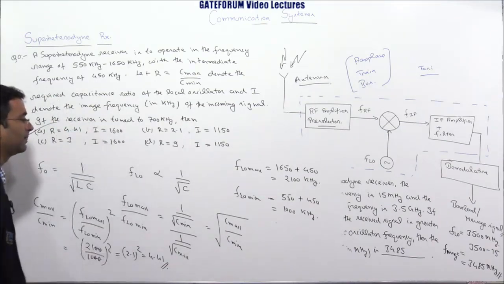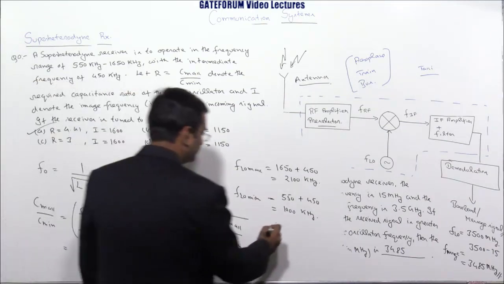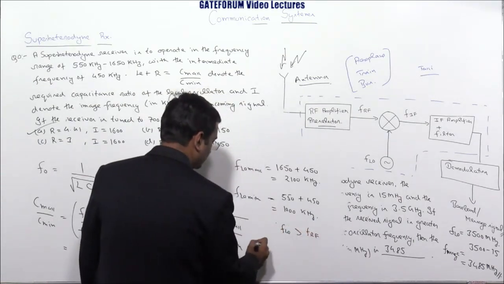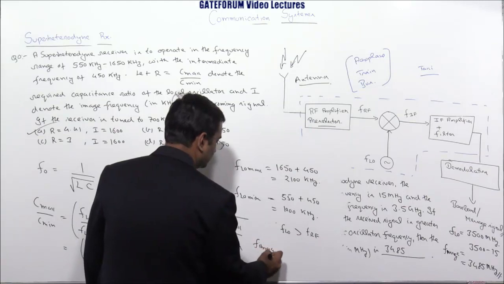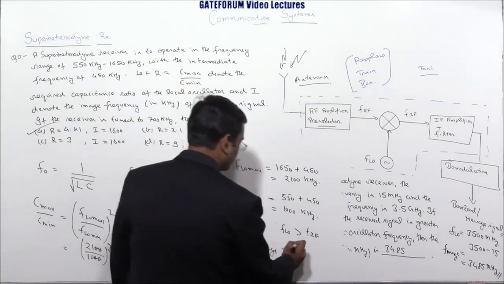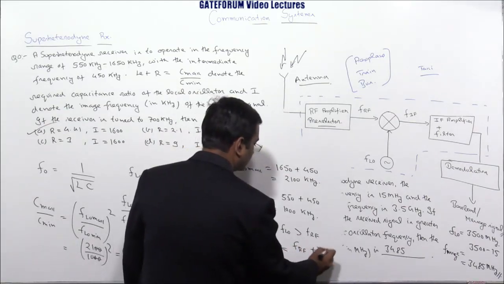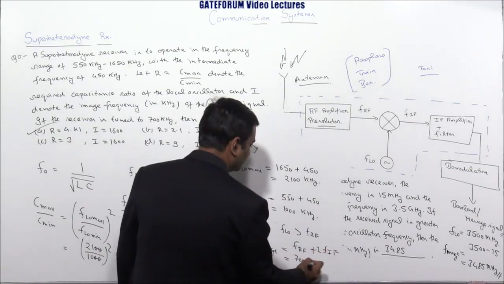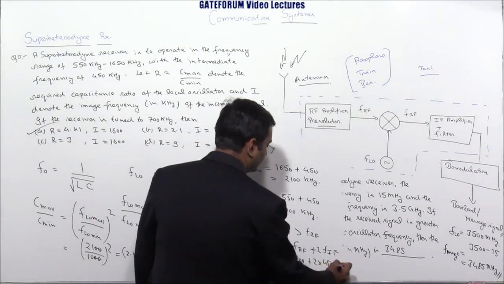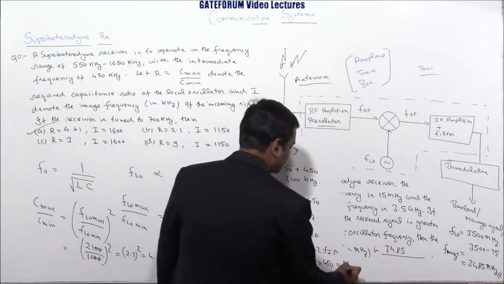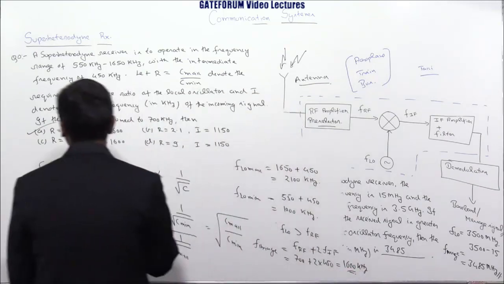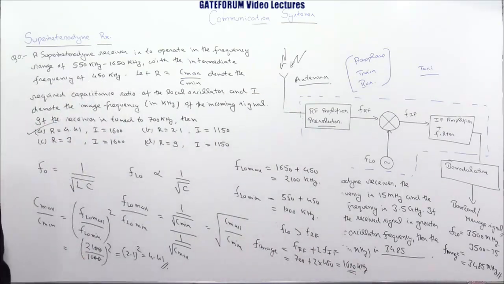Let's find out I also. Since FLO is greater than FRF, F image is FRF plus 2 FIF. FRF is 700 kilohertz plus 2 times 450, that is equal to 1600 kilohertz. Okay, so the correct answer is option A only. That's how we can choose. This question came in GATE 2003.